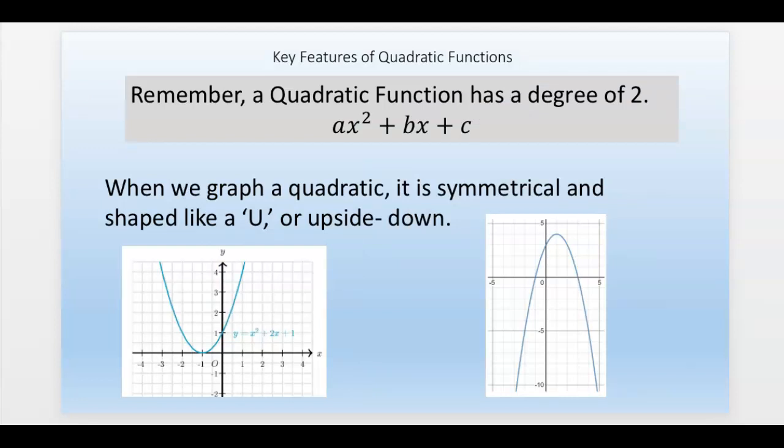If you remember, a quadratic function has a degree of 2. In other words, it has this x squared in there. If it doesn't have an x squared, it's not a quadratic. But it can't have an x to the 3rd or x to the 4th or x to the 5th or something like that. The highest degree can be 2, but it has to have an x squared, or else it won't be shaped like a U. And again, when we graph a quadratic, it's symmetrical. It's shaped like a U, or it could be upside down, like an upside down U.